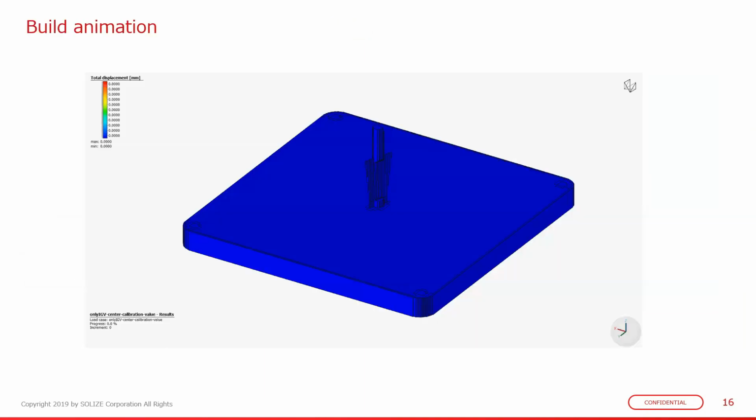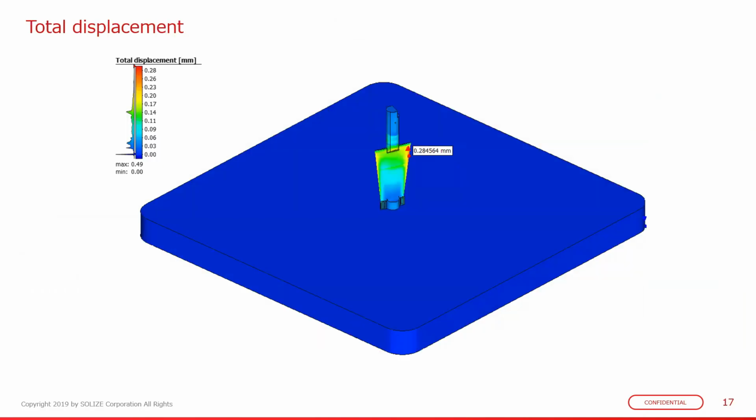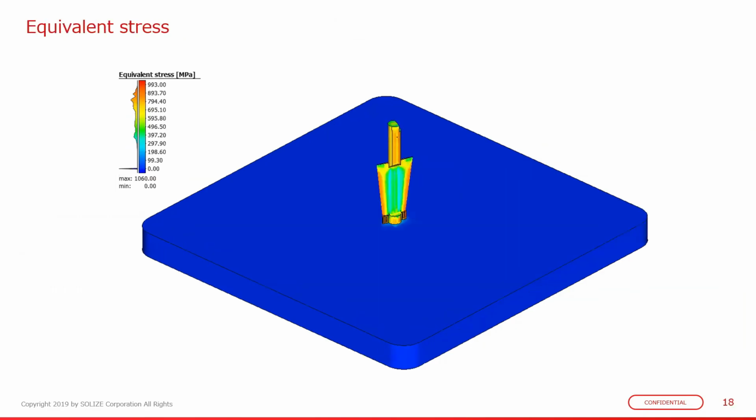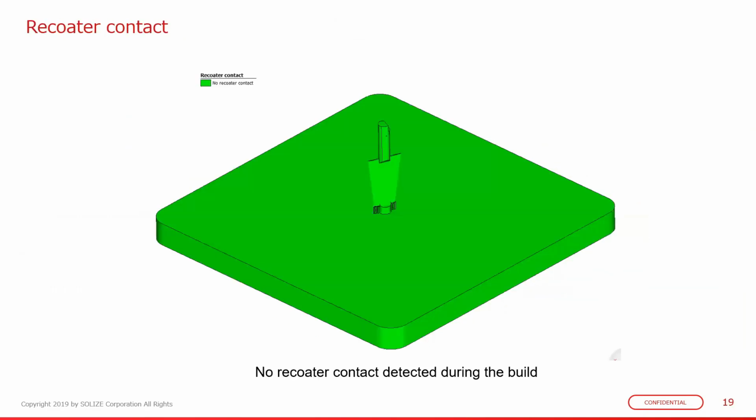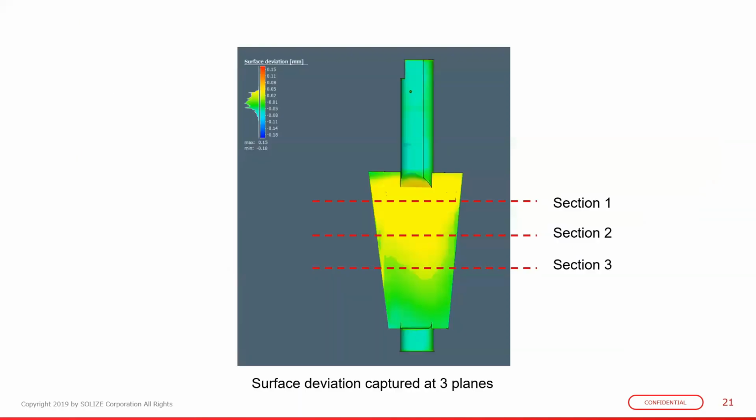So you can see the animation, how we normally build the part. And then we see the displacement that is coming on the part, and the different effects on the residual stress. We check whether any recoater contact is happening on the part, which might damage the part as well as stop the printing process. In this case, there is no recoater contact. We also check any possible failures, stress-based or strain-based failures. So no critical failures are there. We can study the failure.